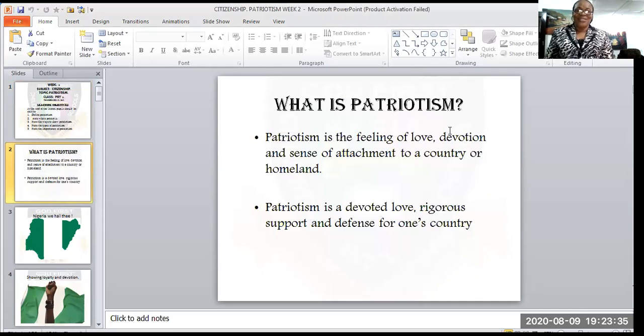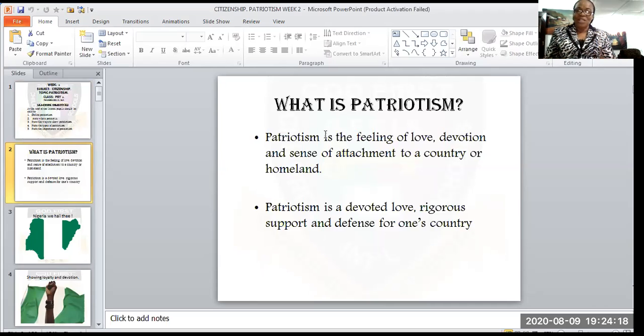What is patriotism? Patriotism is the feeling of love, devotion, and sense of attachment to a country or a homeland. Patriotism is the feeling of love. I love my country. I love my hometown. I am devoted to seeing it succeed. Do you understand? That is patriotism. Patriotism is the feeling of love, devotion, and sense of attachment to a country, to this wonderful Nigeria, or to my homeland. Nigeria, my homeland.